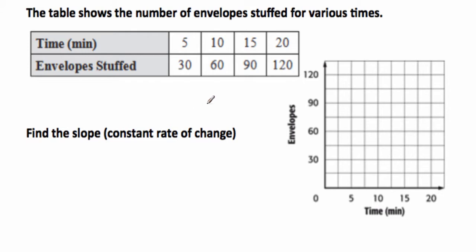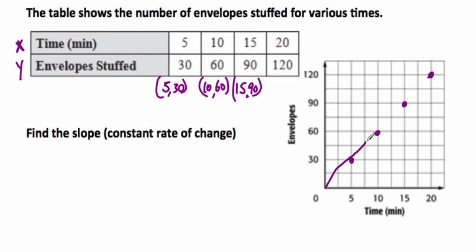So this table shows the number of envelopes stuffed for various times. So let's go ahead and plot these points. So the first row is always your x, second row is always your y. Time, so we're going to go over to 5 and up to 30, because this is the point 5, 30. Then we have the point 10, 60. So I go over to 10, up to 60. Then 15 and 90. And then last is 20 and 120.